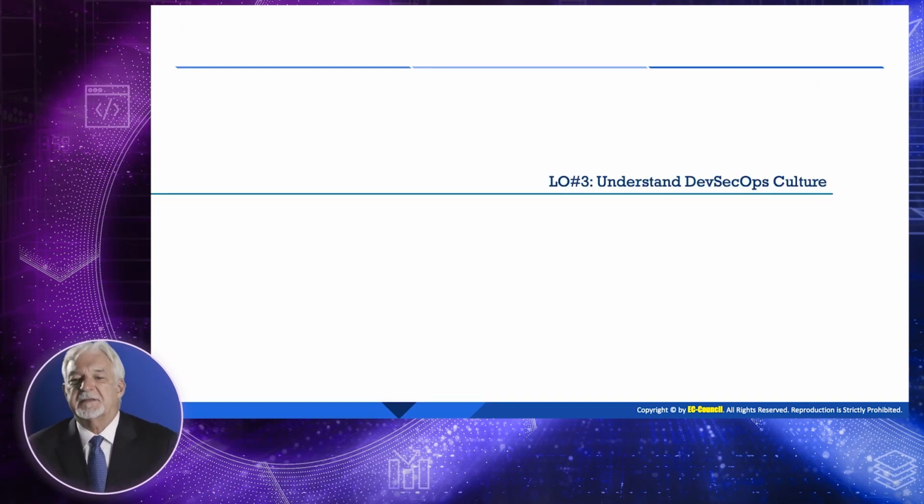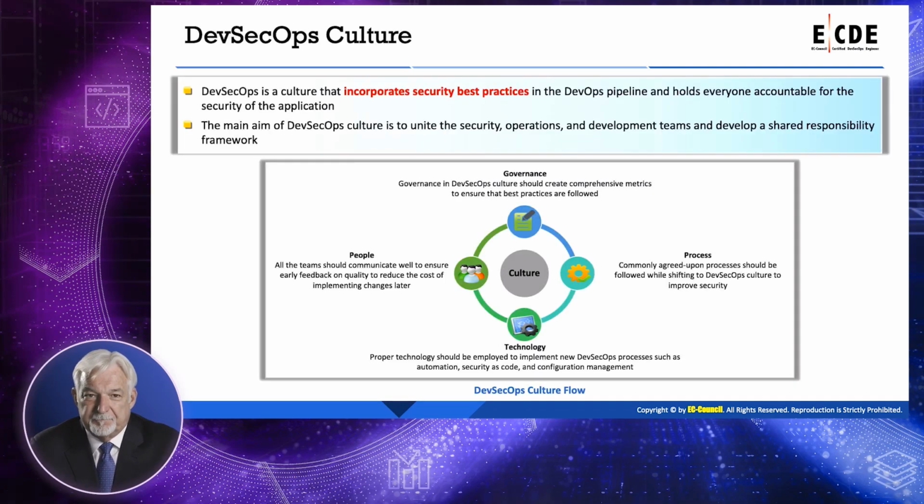All right, so let's get into lesson 3 and understand the DevSecOps culture. Basically, the DevSecOps culture is a culture that incorporates security best practices in the DevOps pipeline and holds everyone accountable for the security of an application or whatever's being built and deployed. The main aim of DevSecOps culture is to unite the security operations and development teams and develop a shared responsibility type of framework. Within the culture, you have 4 basic pieces: governance, process, technology, and people.